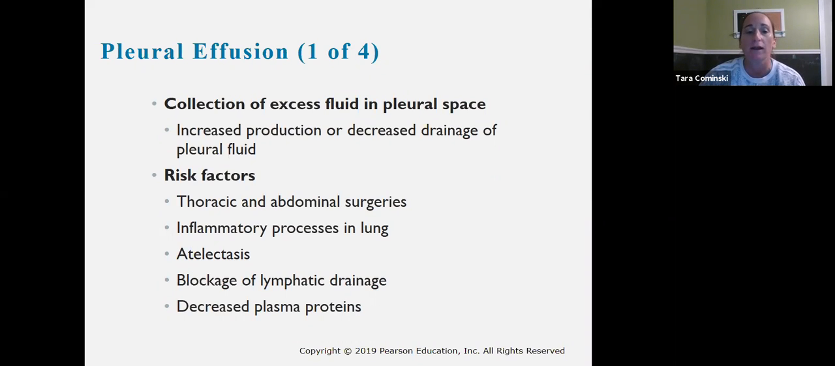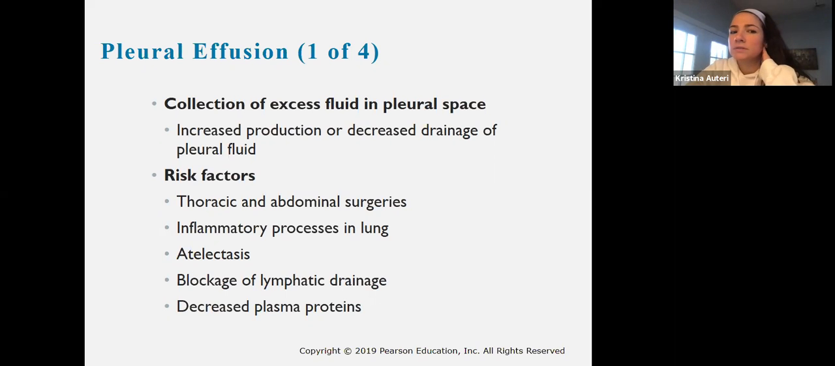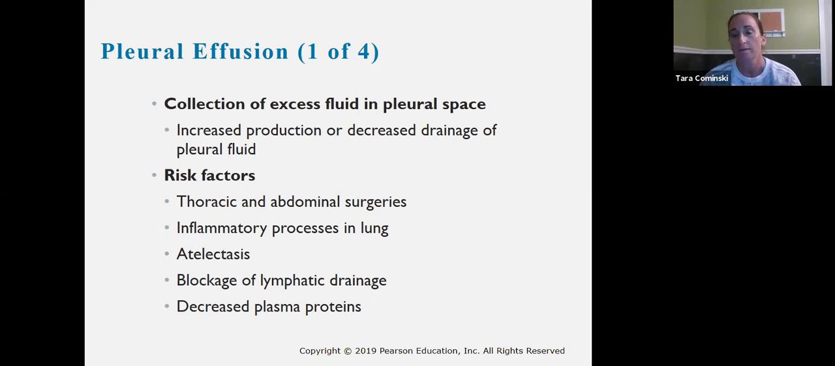What are you going to write on your review sheet if I told you to write a 3 or 4 word definition for pneumothorax? What is it? Air in the interpleural space. Air in the interpleural space, okay? Excess air accumulating in the interpleural space.